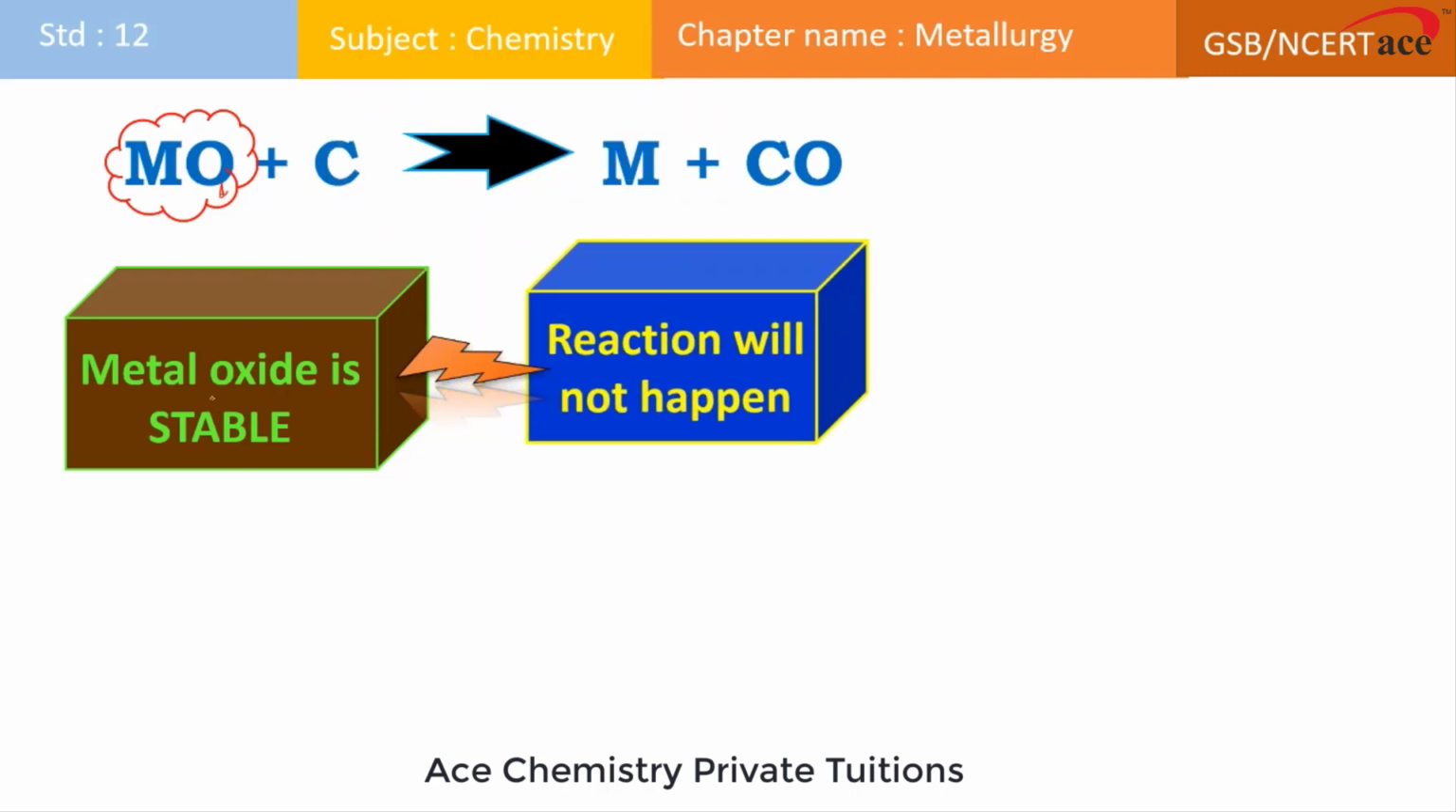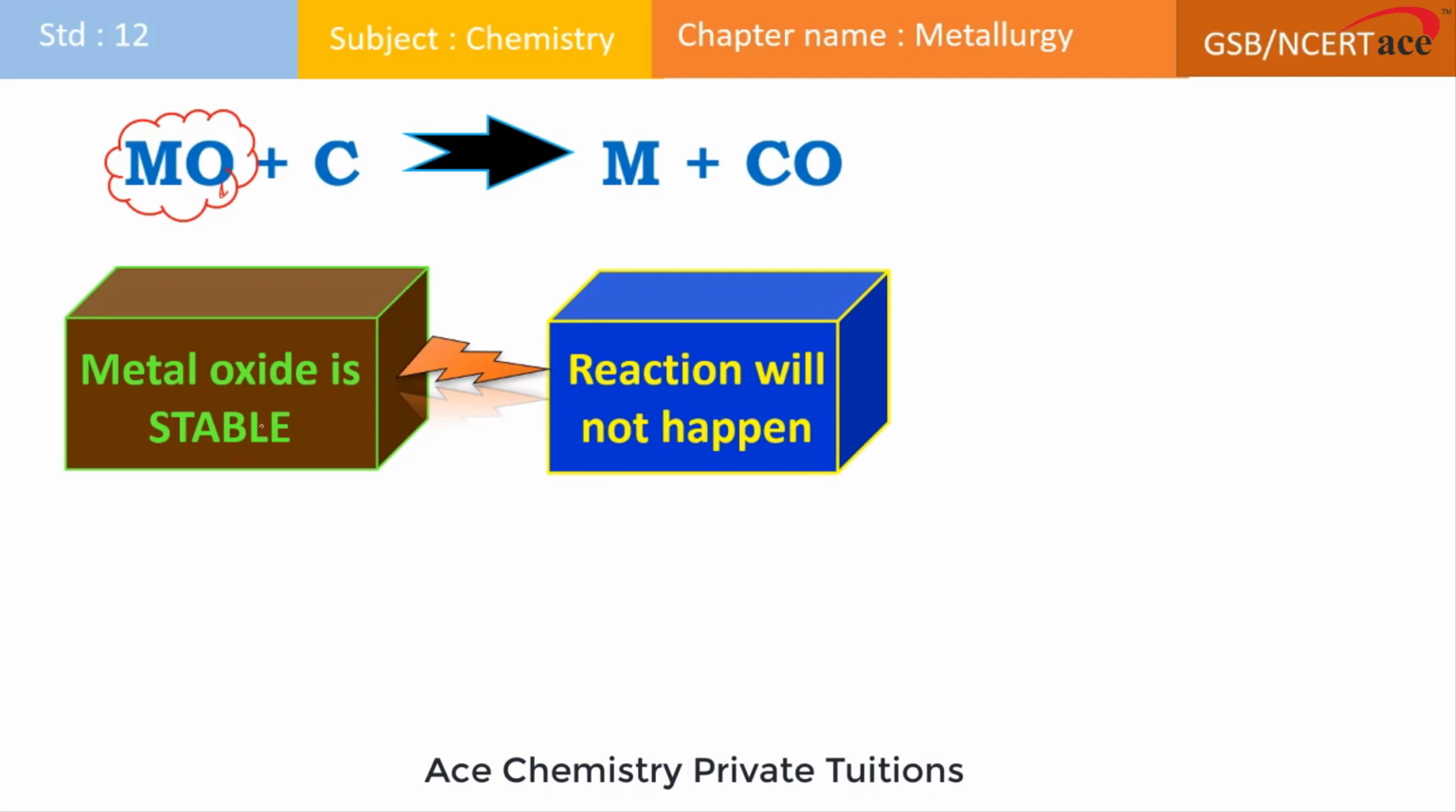So the metal oxide is stable in those cases where the metal is very reactive. So it totally depends upon the stability of the oxide how the reaction will happen. The more stable the oxide of the reactive metal, the more difficult it is to reduce the metal, and that's why we say the reaction will not happen.